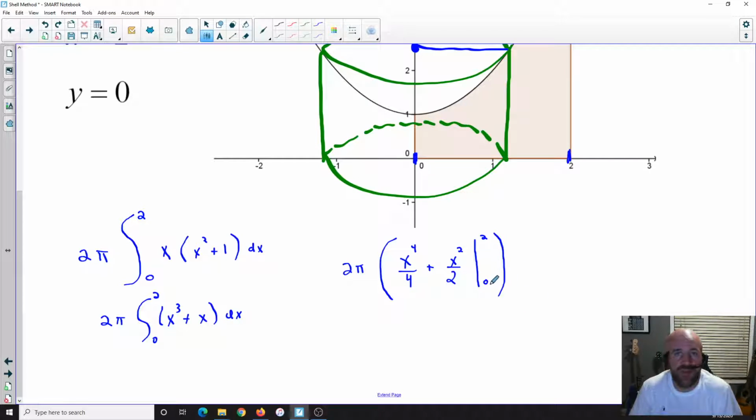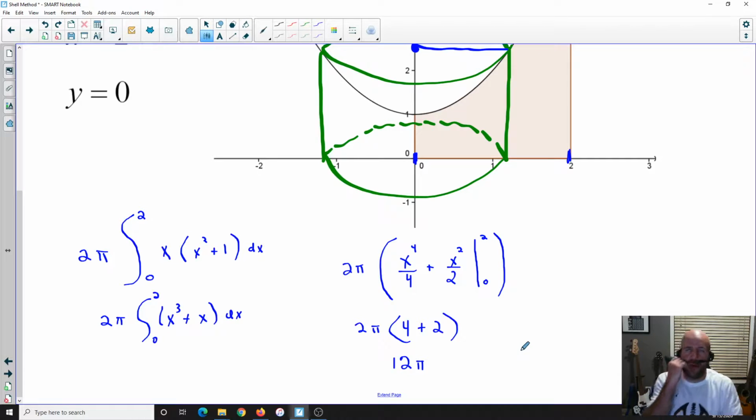If we plug in the 0, that's going to cancel both those terms out, so we don't have to worry about subtracting that. So if we plug 2 in, 2 to the 4th power is 16, divided by 4 is 4. 2 squared is 4, divided by 2 is 2. So we get 4 plus 2, times 2 pi. So 6 times 2 pi would be 12 pi. So the volume of that shape created by rotating around the y-axis is 12 pi.